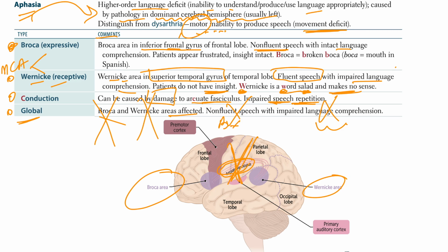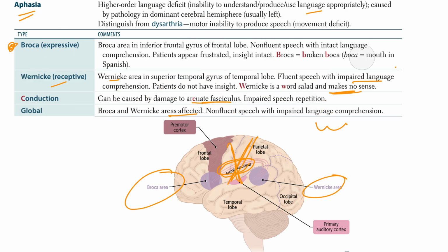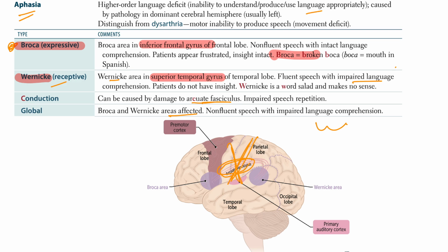Okay, so that is all. Let's quickly review this and move on to the next. We have Broca, broken mouth, a good mnemonic. High yield is the inferior frontal gyrus. So Broca is in the inferior frontal, whereas Wernicke's is in the superior temporal gyrus. Wernicke's is for word salad. Broken mouth, they're not fluent in speech, but comprehension is good. Wernicke's is word salad. They speak, but their comprehension is not there.